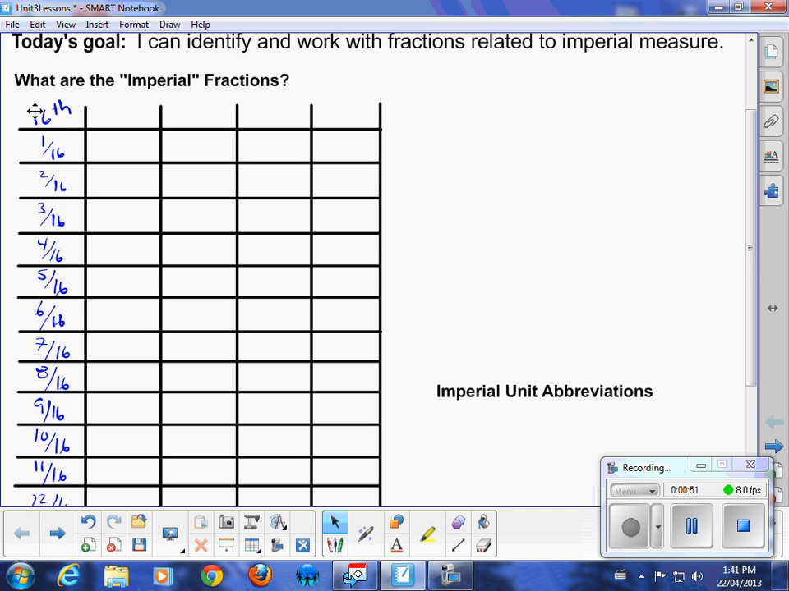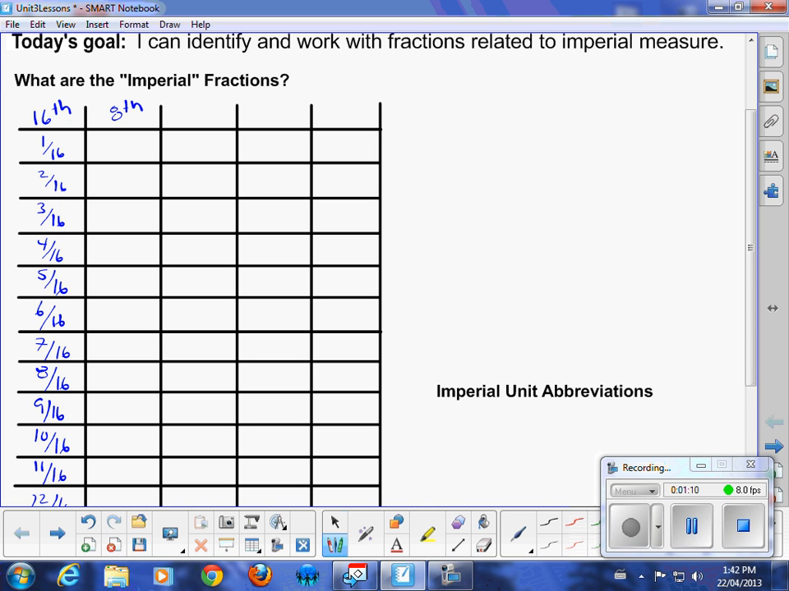Now, some of you who have taken construction realize you can go down to 32nds, and it's possible to go to 64ths as well. That's more along the lines of some real precise machining. So this is the most accurate. From the 16th column, we move to the 8th. That's the next degree of accuracy here.